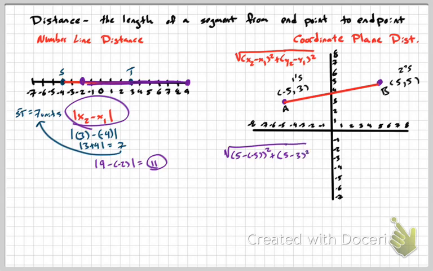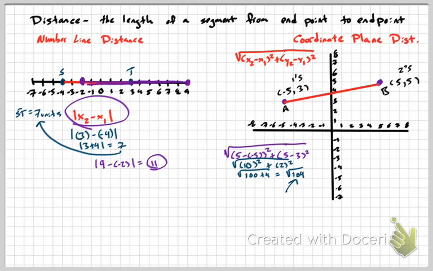So remember your PEMDAS: parentheses, exponents, multiplication, division, addition, subtraction. Simplify what's inside the parentheses first. 5 minus negative 5 is 10. That's going to eventually get squared. 5 minus 3 is 2. That's going to get squared. 10 squared is 100. 2 squared is 4. So 100 plus 4 is the square root of 104. So now from there you can use a calculator to take the square root of 104. We can simplify the radical, but we're not going to talk about that. But that is how you use the distance formula.